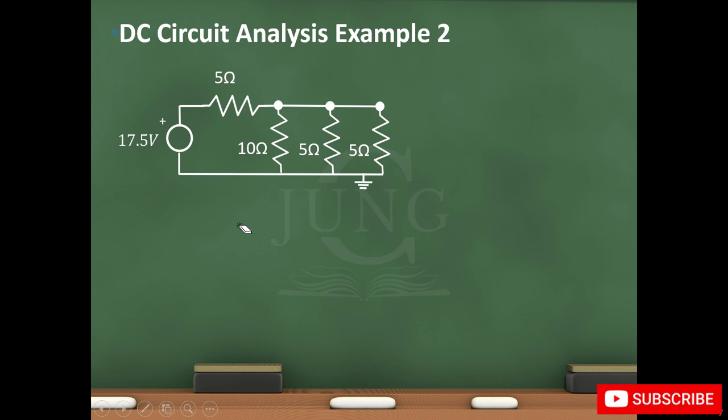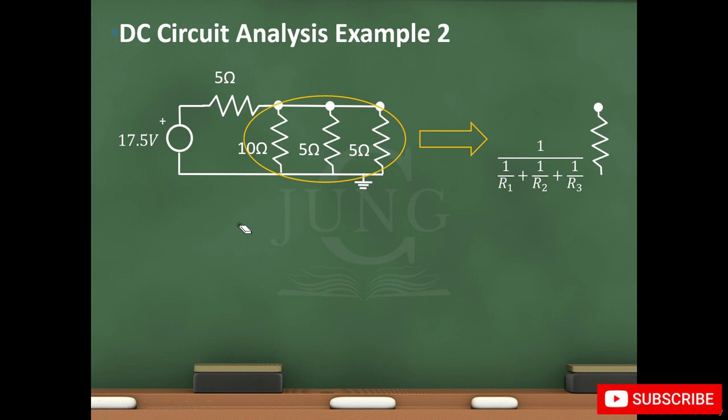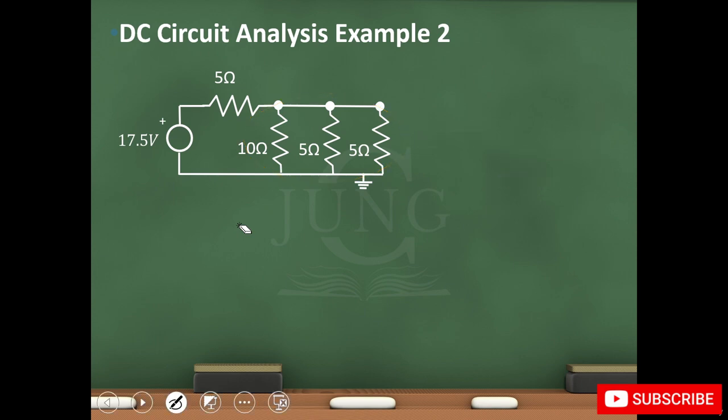From experience, I can easily see that these 3 resistors are in parallel, so we can use the parallel equations to combine them into a single resistor, and the whole circuit analysis becomes fairly simple. But let's assume that we cannot tell which ones are in parallel and which ones are in series, so we have to use the fundamental nodal analysis to solve this.